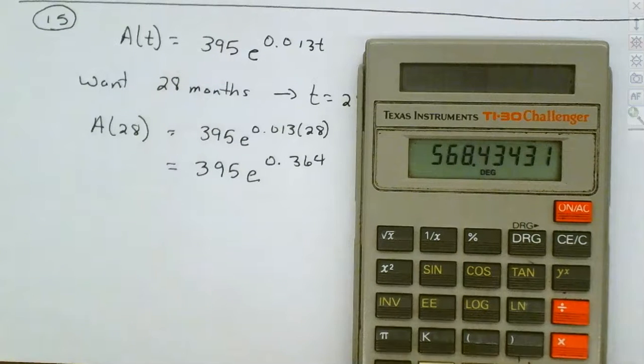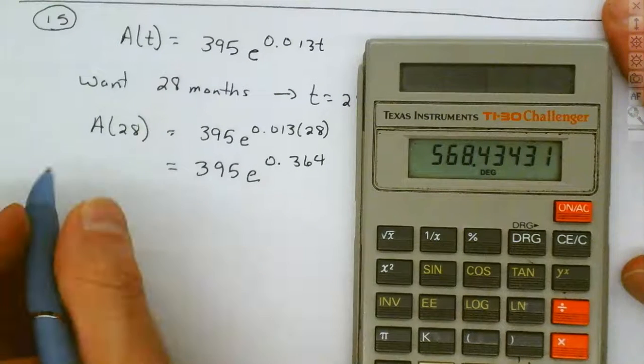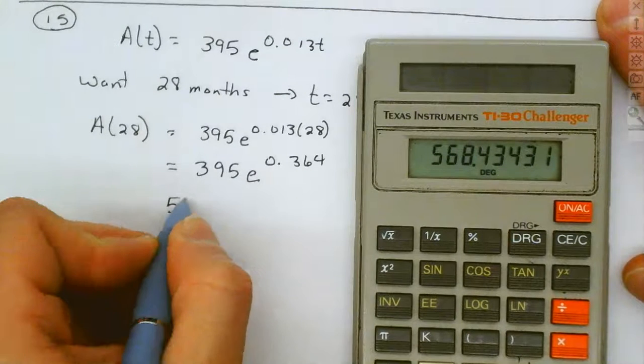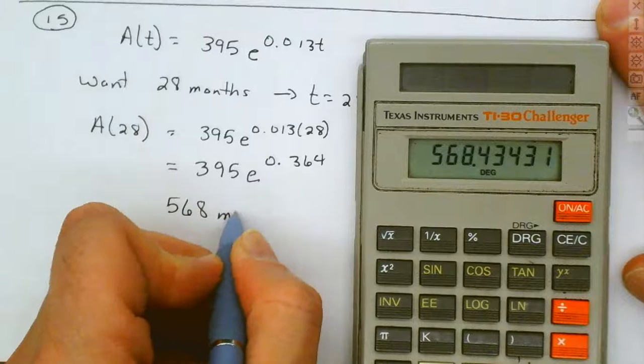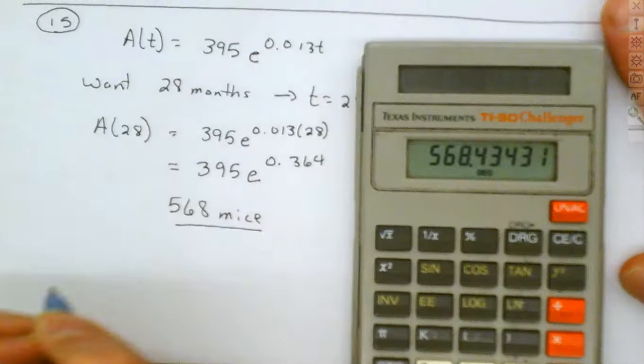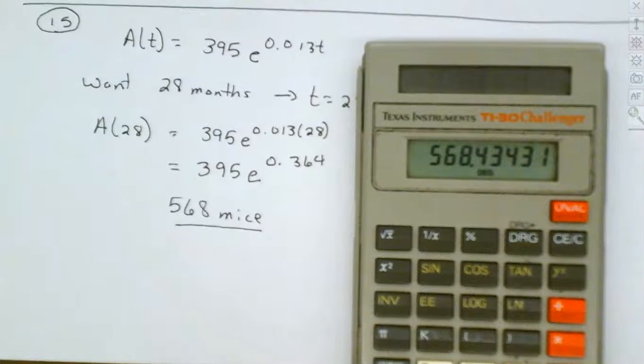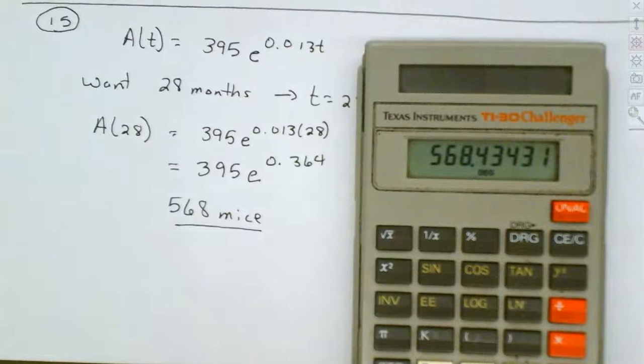And how far does it say to round? It says, estimate the population after 28 months. So we'll just round to the nearest whole number here. So when I round, it looks like it's going to be 568 mice. So you should have 568 mice after 28 months.